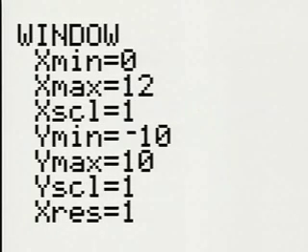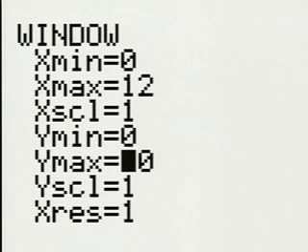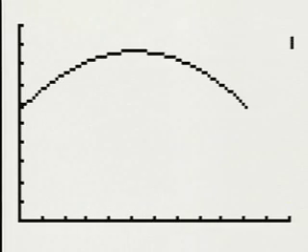Now for y min, y is the interest rate as a percent. Since we can't have negative percents, we don't need to let y equal anything negative. So we're going to start with y min at 0. For y max, we're going to let y max equal 10 and see if that's a reasonable amount to see our graph. Scale again will be 1 since the difference between our min and max is 10. And we'll graph that again and see what it looks like.